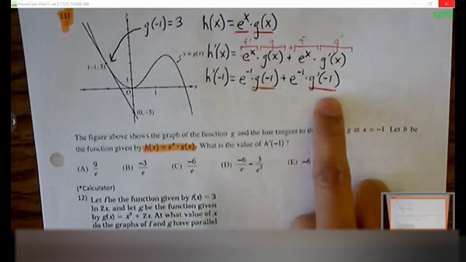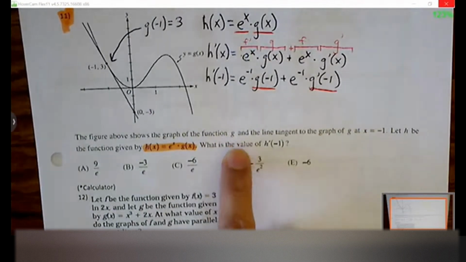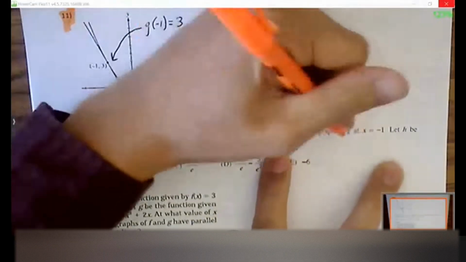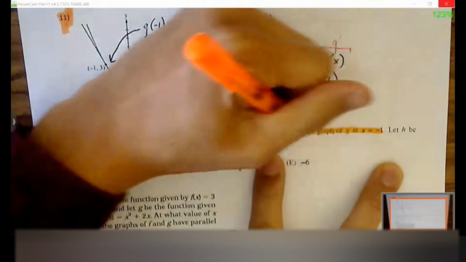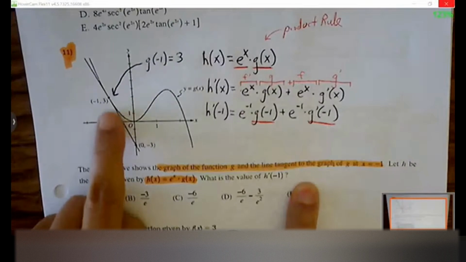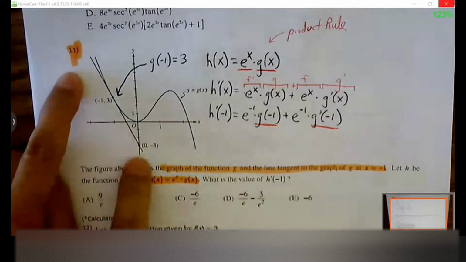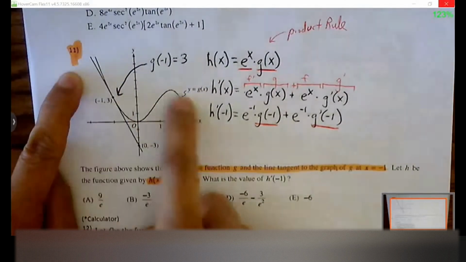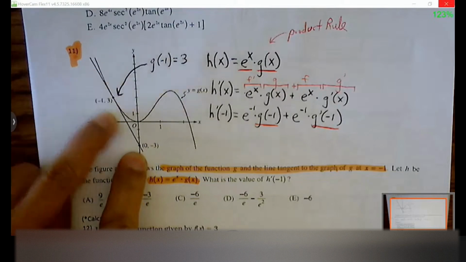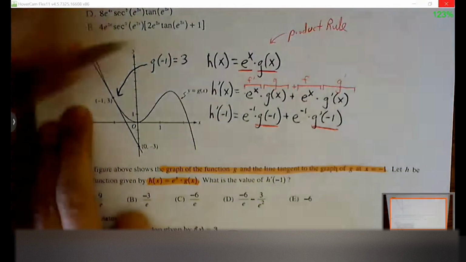Here they give us a very specific relationship between the line and the curve, and that relationship is the fact that the line is tangent to the curve at -1. Whenever you have a line that's tangent, that means that not only do they share the same point, they also share the same slope. So even though I don't have an expression to find the derivative for g, I do have this line available for me to find the slope. If I can find the slope of the line, I also get the slope of the curve at that point.